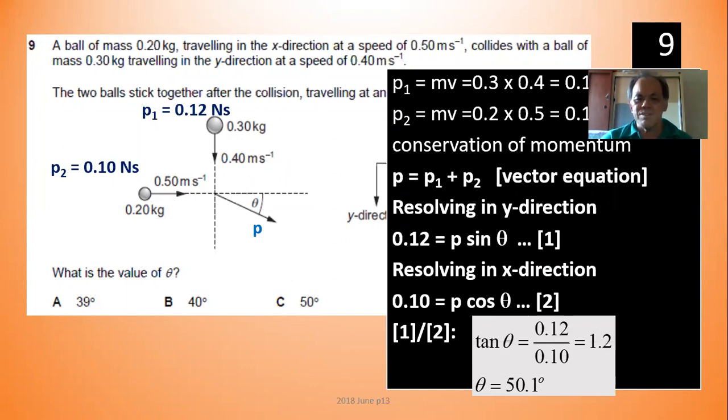Okay. Equation 1 divided by equation 2. This one divided by that. P and P cancel off. Sine theta over cos theta is tangent theta. And then you get your value. Okay, any comment? Anything not clear?